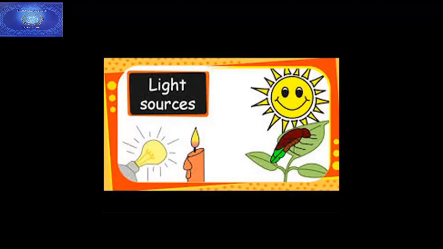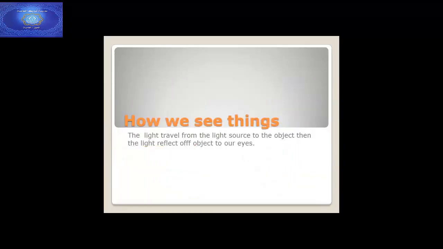That means we have sun, natural source, fire, natural source, and torch, man-made source. How we see things. The light travels from the light source to the object, then the light reflects off the object to our eyes. By this way we can see things.